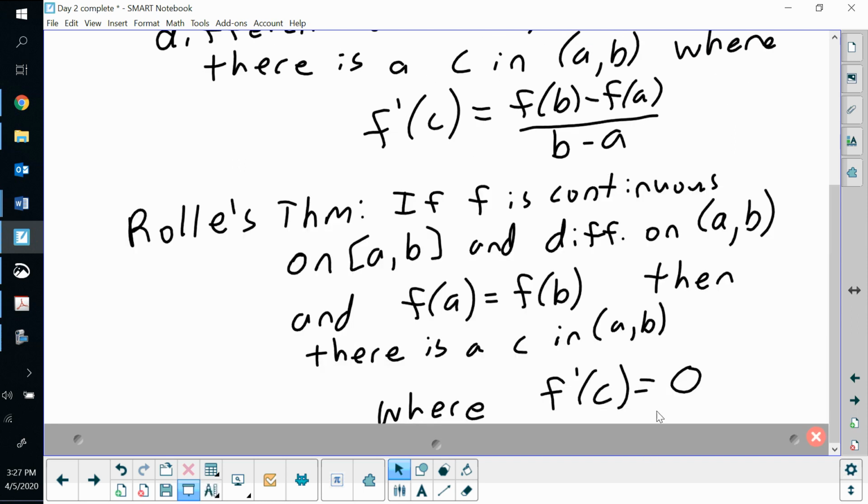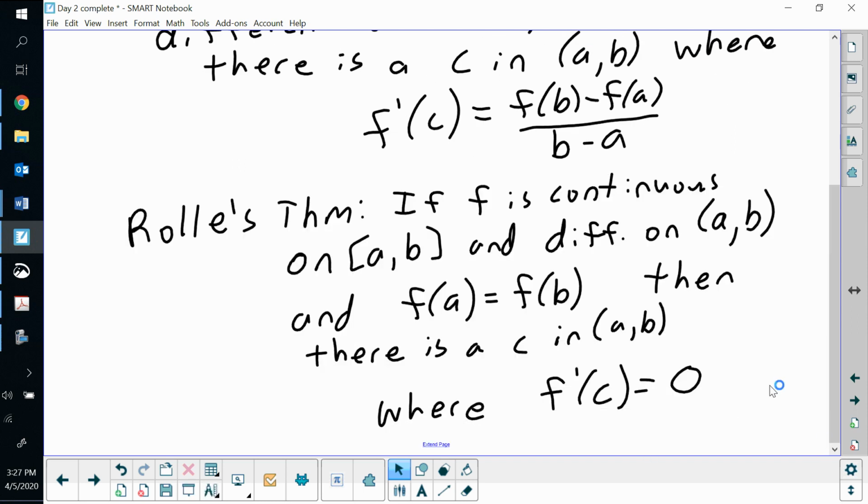Another theorem, and both these theorems you saw with Mr. DeLange last year. Rolle's theorem: if f is continuous on the closed interval and differentiable on the open interval a, b, and then there's a third condition, f of a has to equal f of b, then you're guaranteed that there's some x value in the interval where f prime of c is equal to 0.